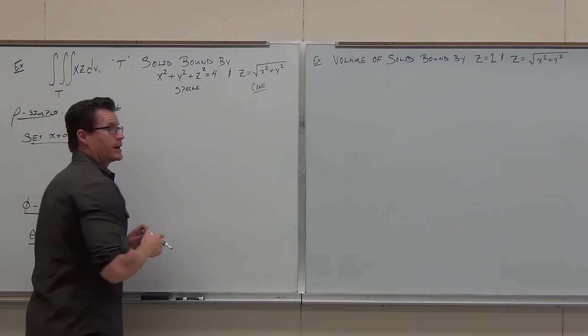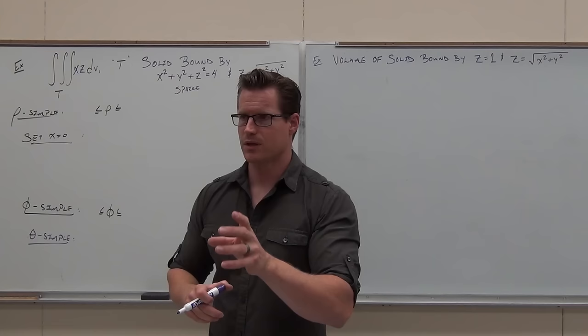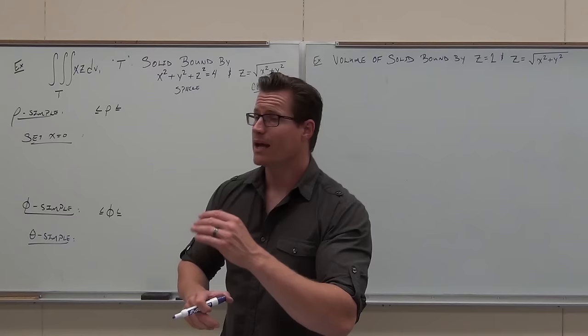Now I told you something. If you can't figure out that our rho is going from 0 to 2, that's okay. Here's how to do it. Watch carefully. Good technique. Plug in what? 0. x equals 0. It's going to give you a trace of these functions on the yz plane. It's also going to help you do both rho simple and phi simple.